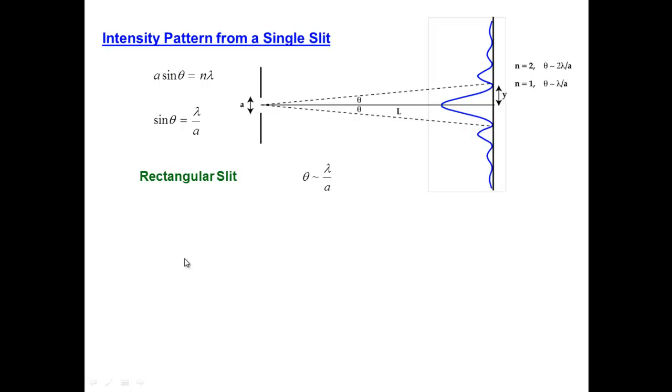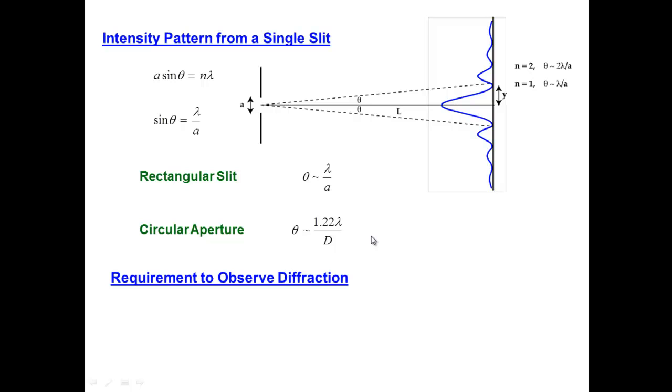But we'll have occasion to look at some problems where instead of a rectangular slit, we actually have a circular slit. And in that case, the geometry is just a little bit different. And so when we do the math, it turns out for a circular aperture that the angles that tell us where the minimum intensity for the waves happens to be is given by 1.22 lambda over d, where d is the diameter of the circular aperture. We can also easily figure out an approximate requirement to observe diffraction.